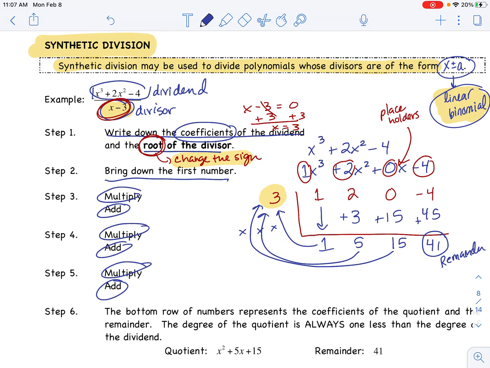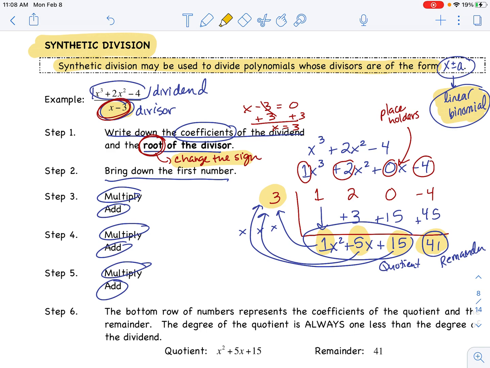And then this row is going to represent the coefficients of the quotient. And it's always going to go in order. So it starts here, this 15 is my constant term. Then 5 will be my linear term, so that's going to get an x next to it. And then 1 will be my quadratic term, which will be x squared. Because I had those placeholders, it's just going to go up by 1 degree each time. And so this is my quotient. And we're done. No long division necessary. You've got your quotient, x squared plus 5x plus 15, and your remainder of 41, and we're done.